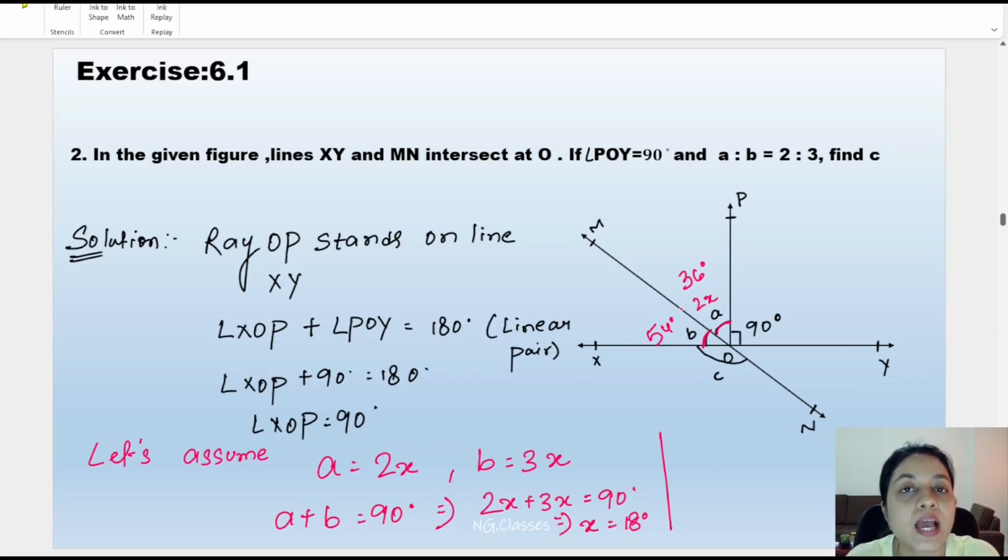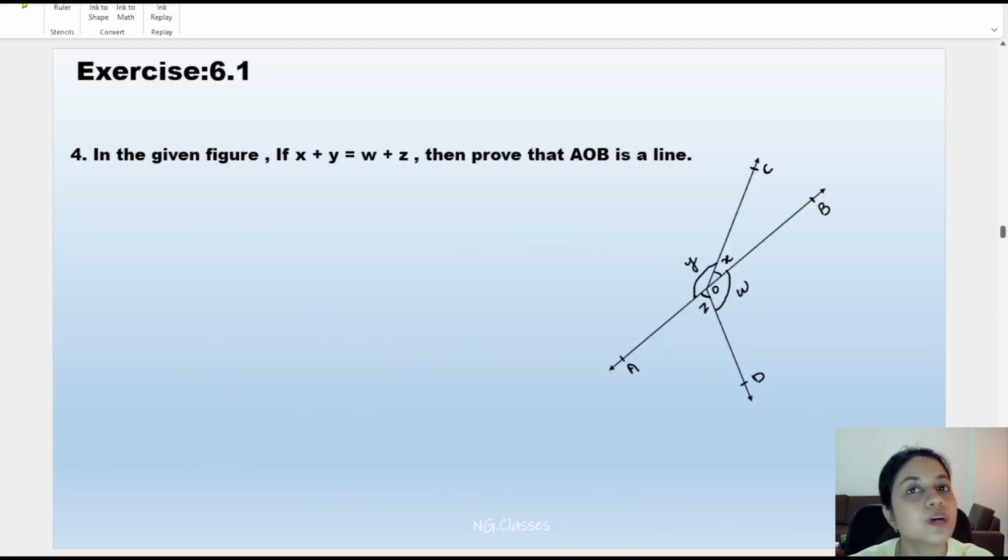Now we have to find angle C. Again, can we say here OX works as a ray on the straight line MN? That means the sum of angle B and angle C will be 180 degrees. So let's do that. We already know the value of B is 54 degrees. From here we will get the value of C as 126 degrees, and hence we found C. Now let's do one more question.